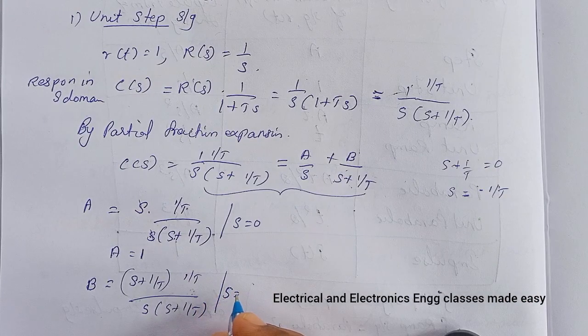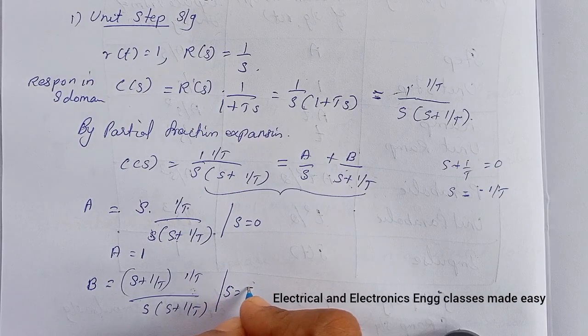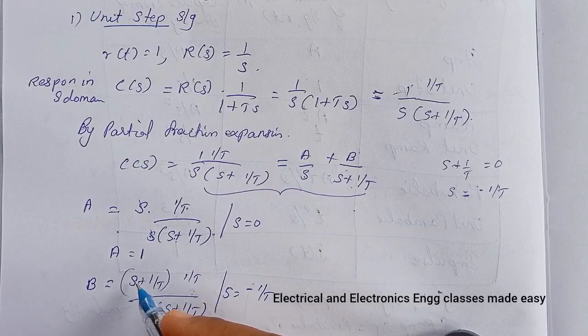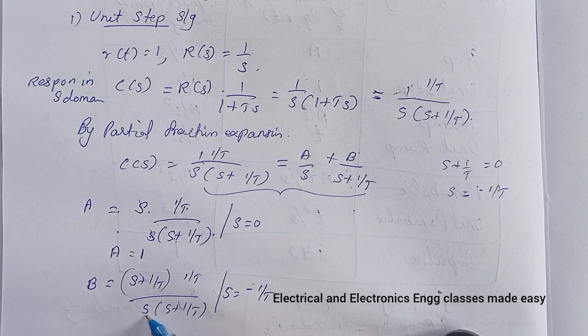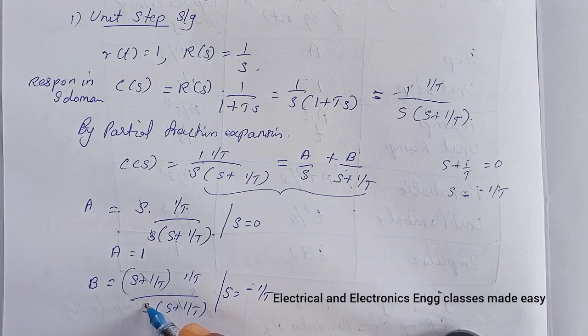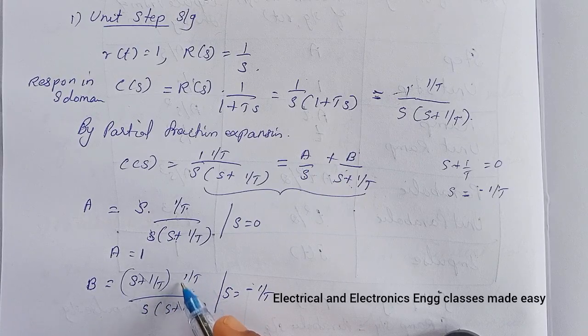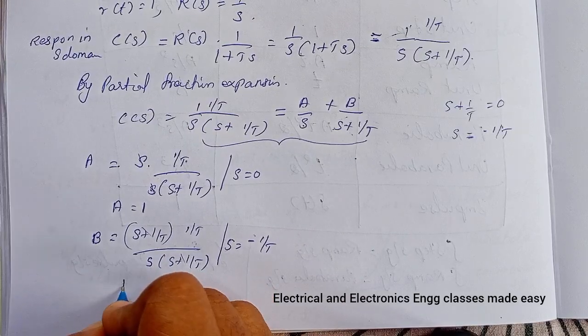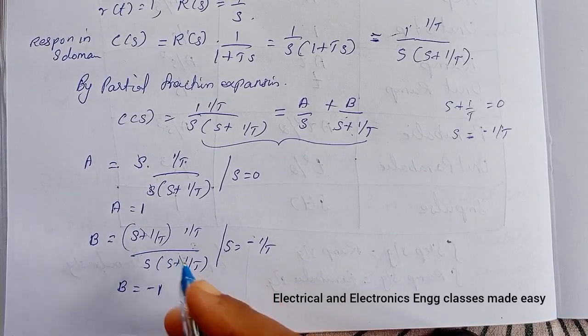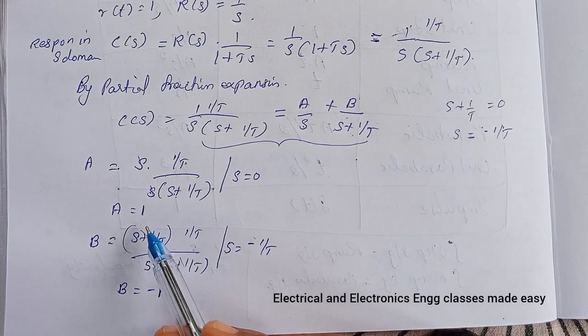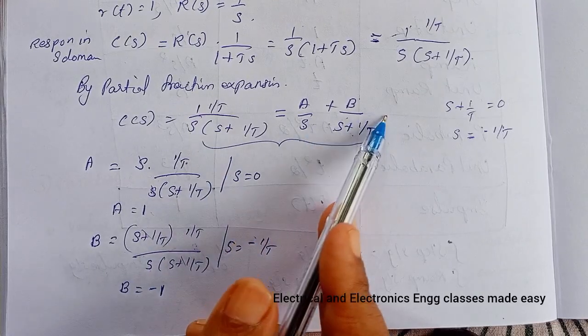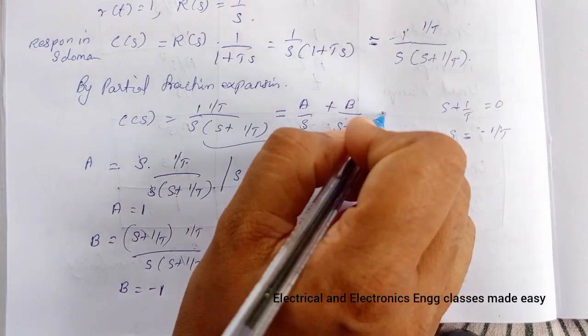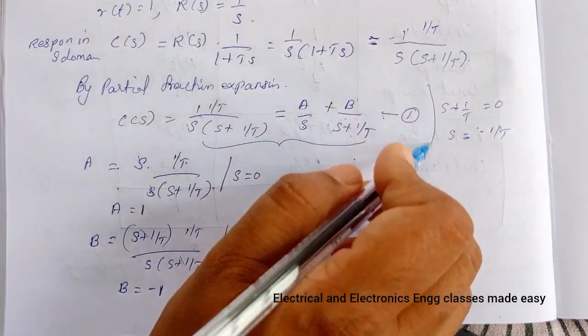So here we have to substitute at s equal to minus 1 by t. So here these two are cancelled and put the value of s as equal to minus 1 by t. So this minus 1 by t and this 1 by t are cancelled and we get the value of b as minus 1. So b is equal to minus 1. Now substitute the values of this a and b in this equation. So let this equation be equation 1.